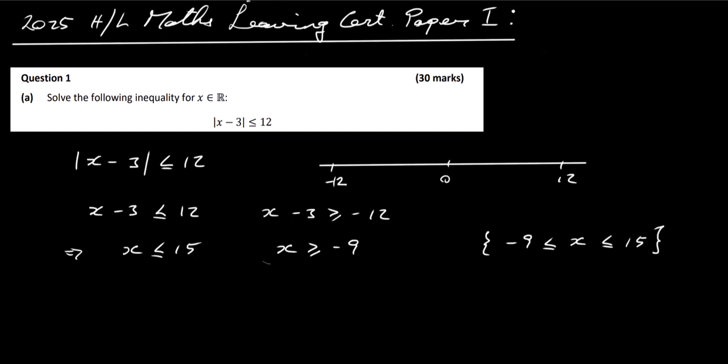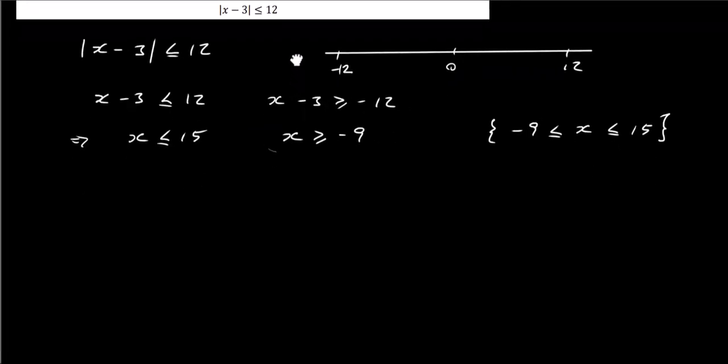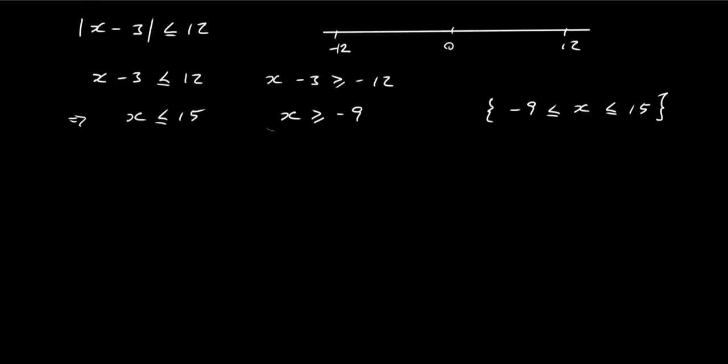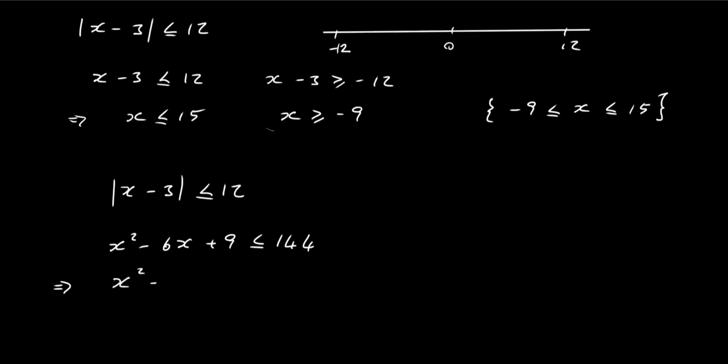Okay, so the other way of doing that is just simply to square both sides. So let's say we take the modulus of x minus 3, and that's less than or equal to 12. If we square the left-hand side, we'll get x squared minus 6x plus 9. Square the right-hand side, you get 144. So let's just bring that 144 to the left-hand side. That'll give us x squared minus 6x minus 135 less than or equal to 0.